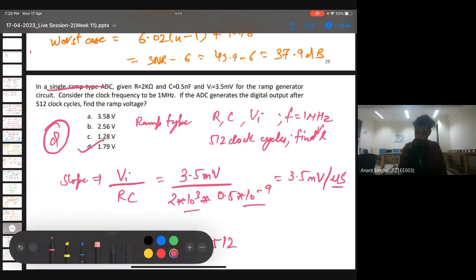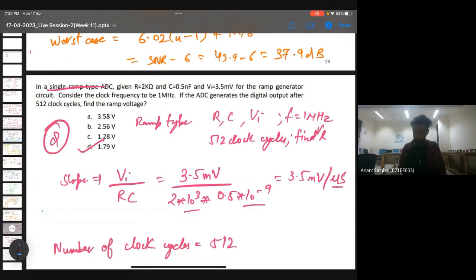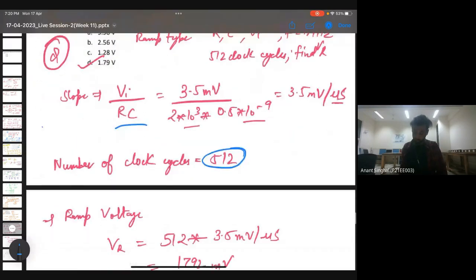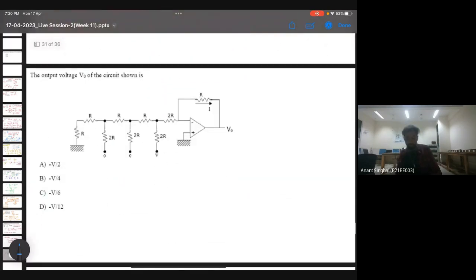I hope it is clear. This is quite basic. The slope multiplied with the number of clock cycles. Now we'll proceed to the next question. So it is a basic question again.